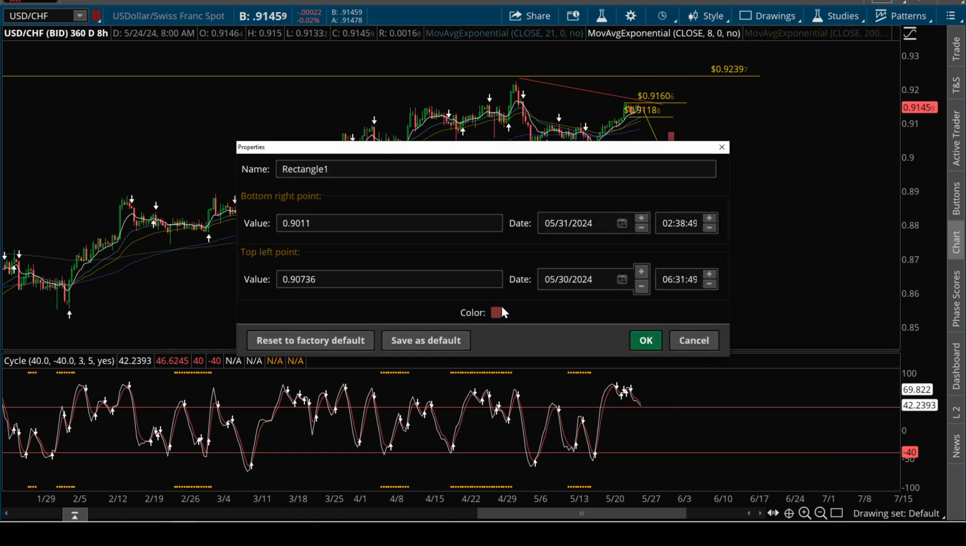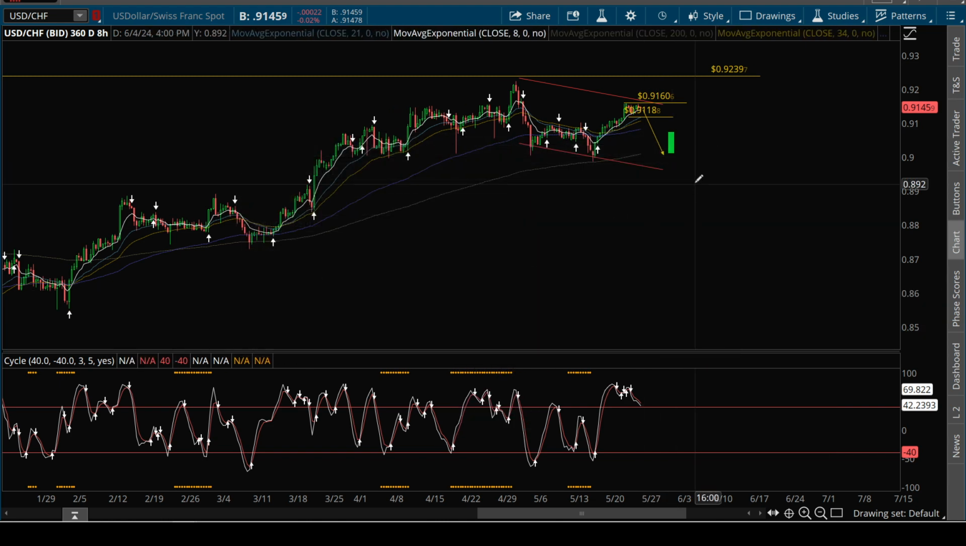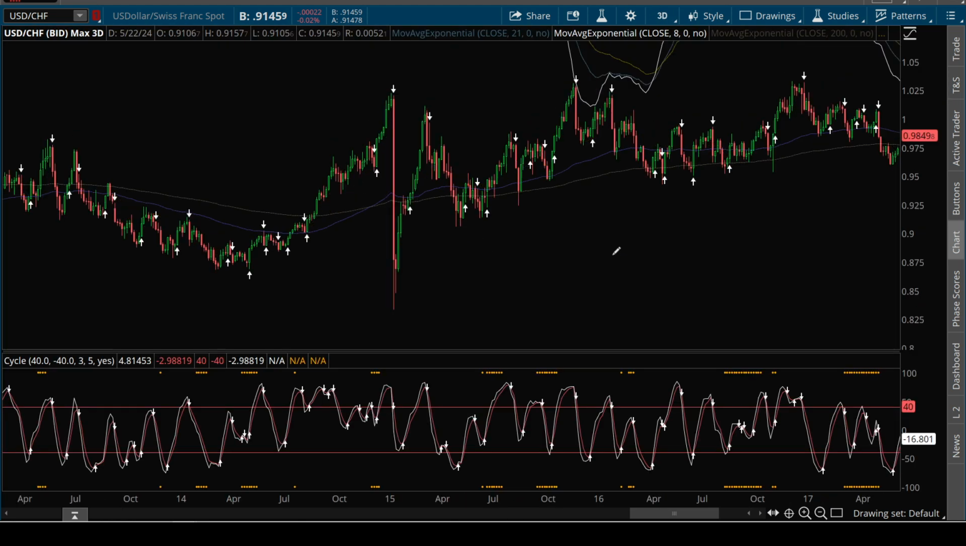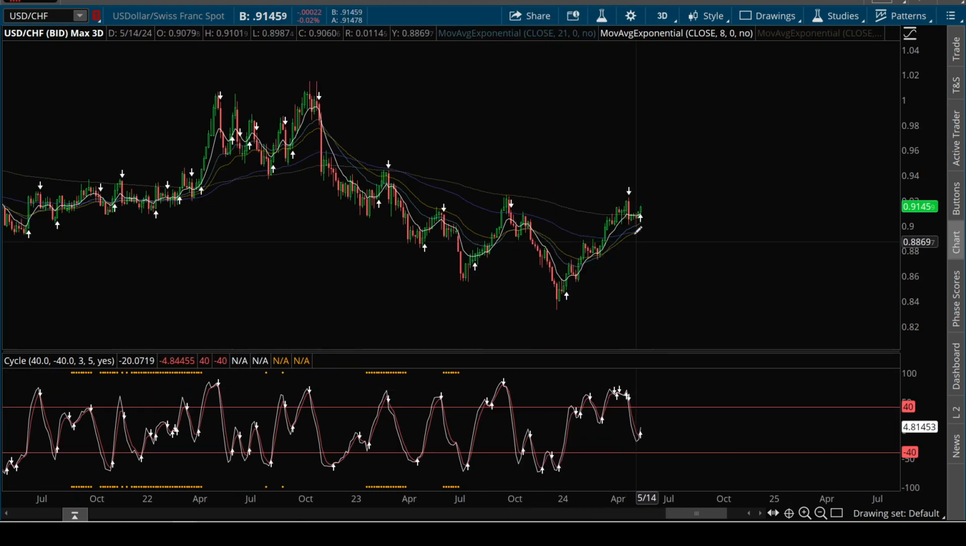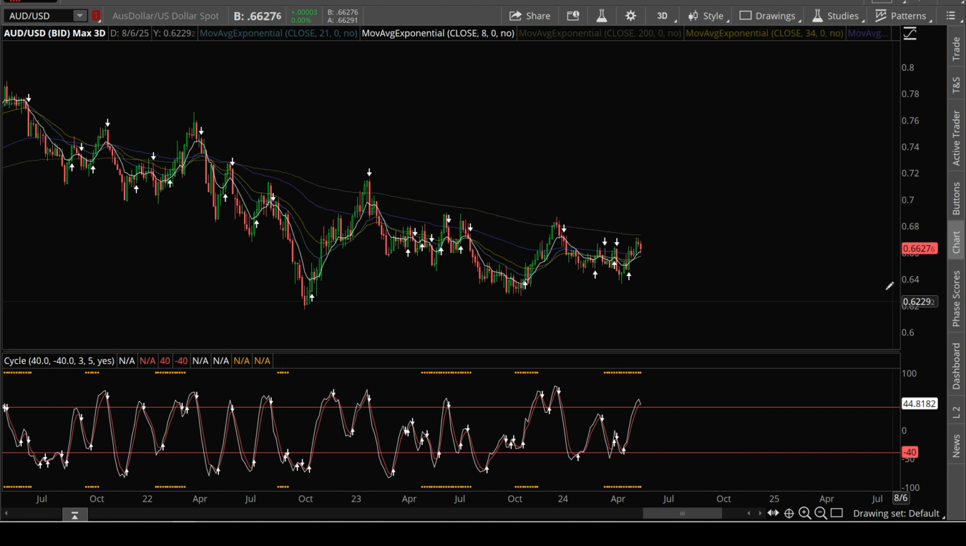Dollar Swiss, you're looking for buy setups all the way, and you're inside a 3-day bullish signal. That's that. Aussie dollar, 3-day chart. We're bouncing off the 200. We're oversold. This is bearish on Aussie dollar.